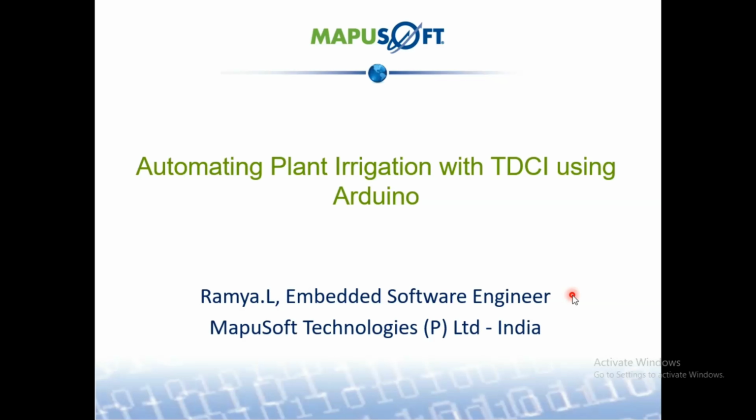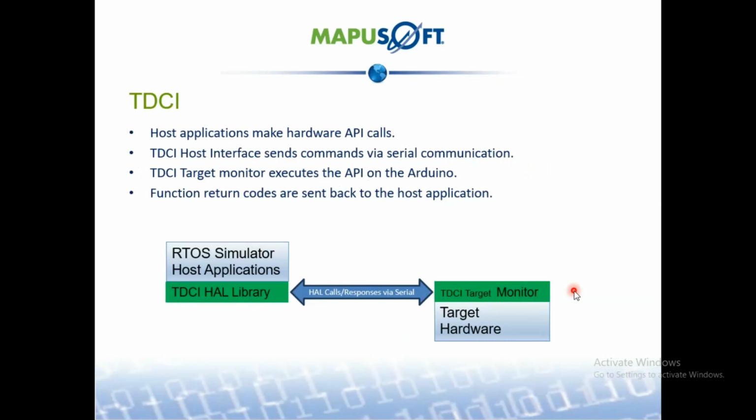Welcome to this tutorial where we will build an automated plant irrigation system using TDCI with Arduino. This project helps us manage real-time communication between a host PC and Arduino to efficiently control irrigation.